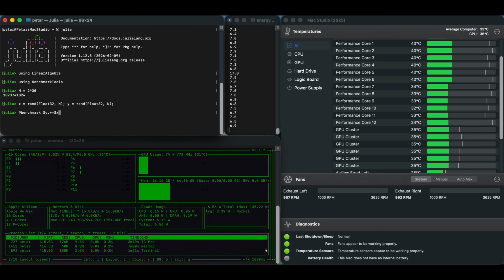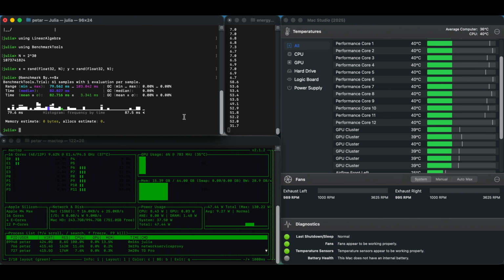The first benchmark is a simple element-wise addition. We compute the sum of vectors x and y and store the result in y. Importantly, in Julia, this compute kernel runs single-threaded by default, so it effectively measures single-core memory bandwidth. Observe the memory bandwidth shown by Mactop. This is not actual measured bandwidth, but inferred through a model based on DRAM energy.